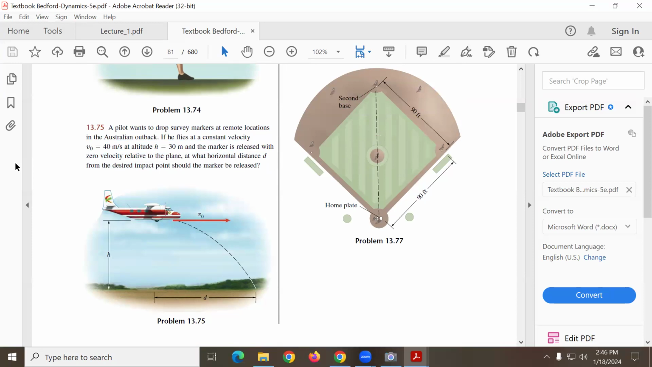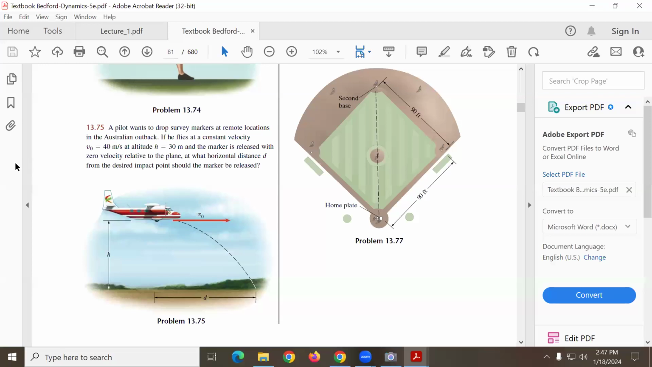1375. So I'm gonna write down on my notes 1375. I'm gonna do a figure, so let's see. A pilot wants to drop survey markers at remote locations in the Australian outback. If it flies at a constant velocity, v naught equal to 40 meters per second, at an altitude h of 30 meters, and the marker is released with zero velocity relative to the plane, at what horizontal distance d from the desired impact point should the marker be released?